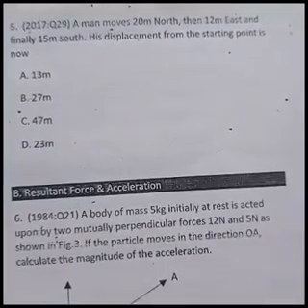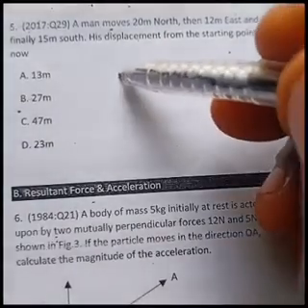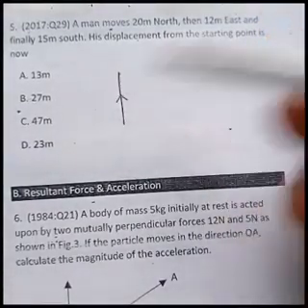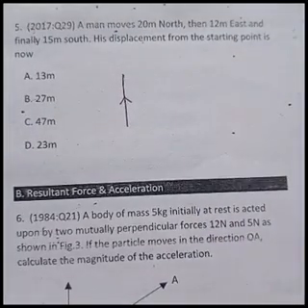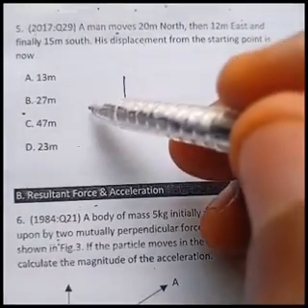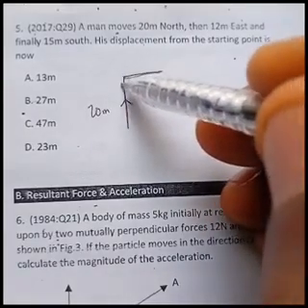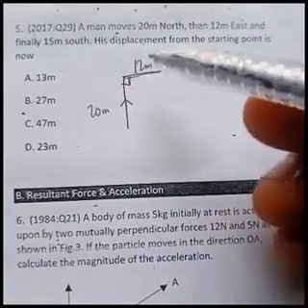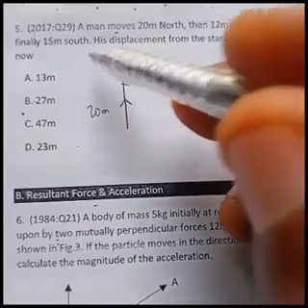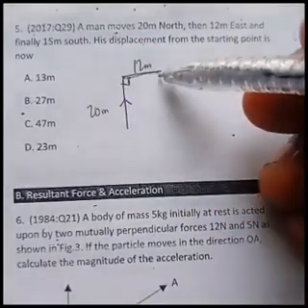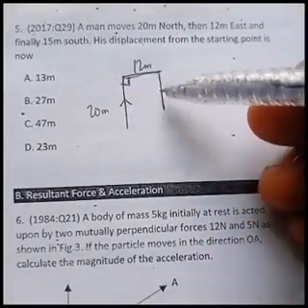Question 5. A man moves 20 meters northward, up, that's 20 meters. Then 12 meters eastward. Then 15 meters due south.